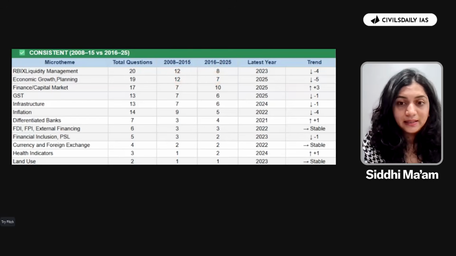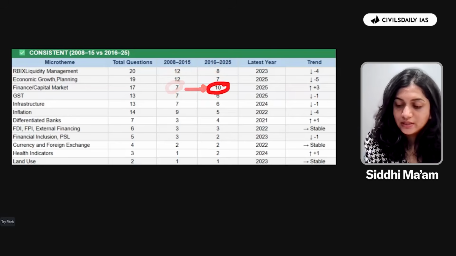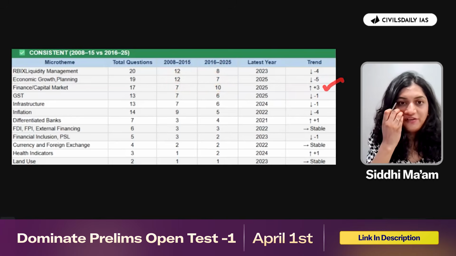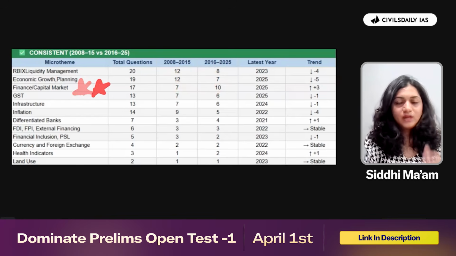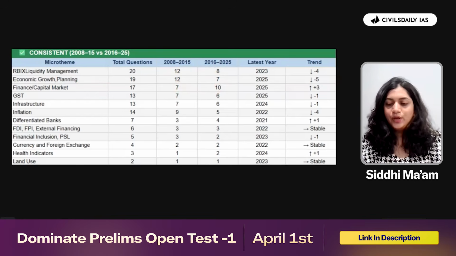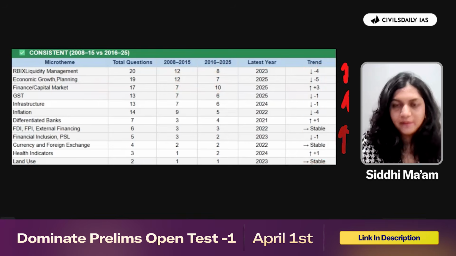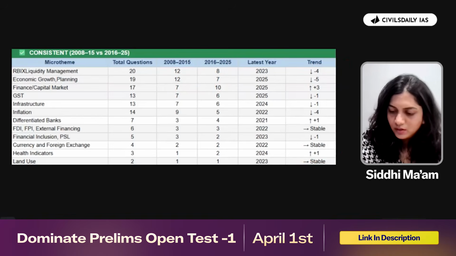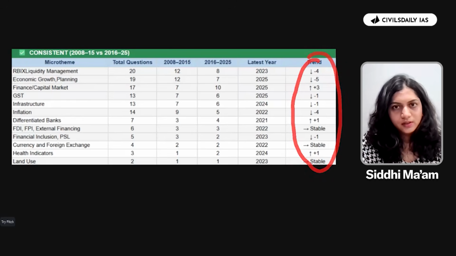Finance and capital market, here you can see 7 questions and now they have asked 10 questions. The latest questions that have been asked are from 2025. So this again is important. So here also you can segregate. If you see this trend directly, first read the micro themes whose questions are on an increasing trend. Alright, see, here also it has been sorted and given to you.